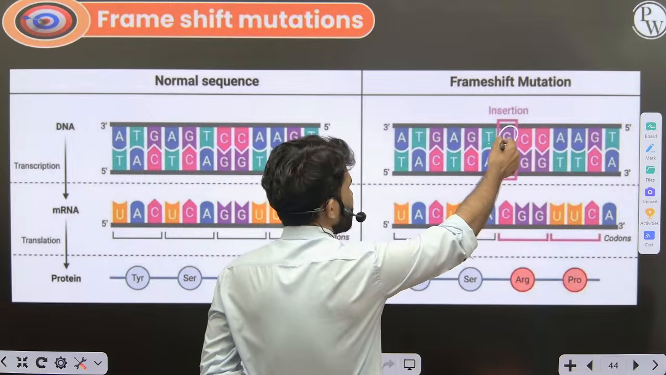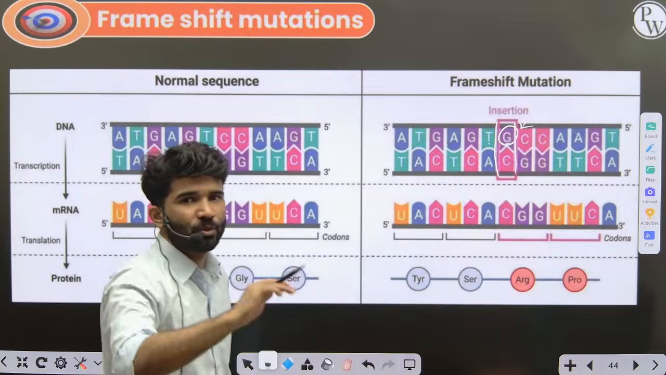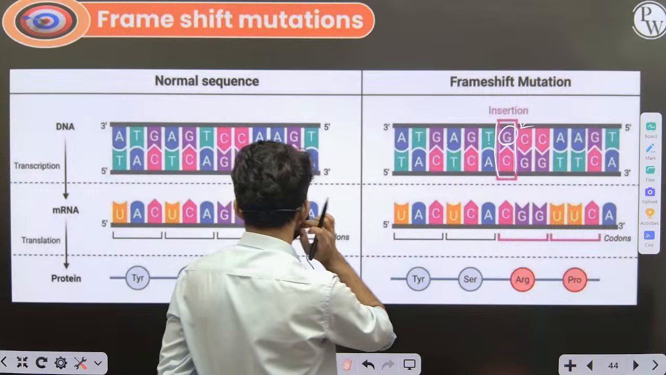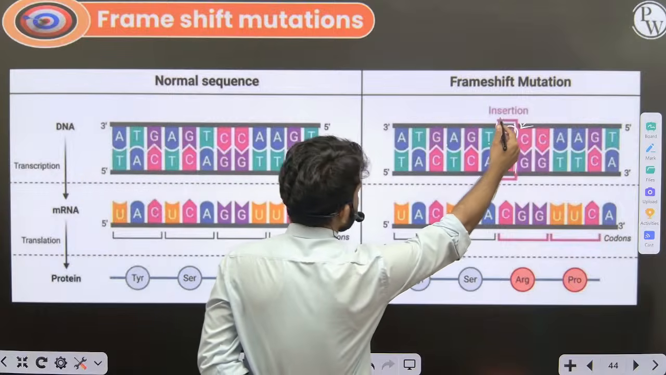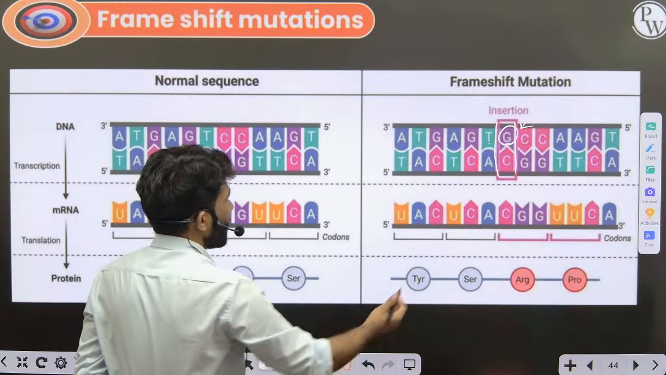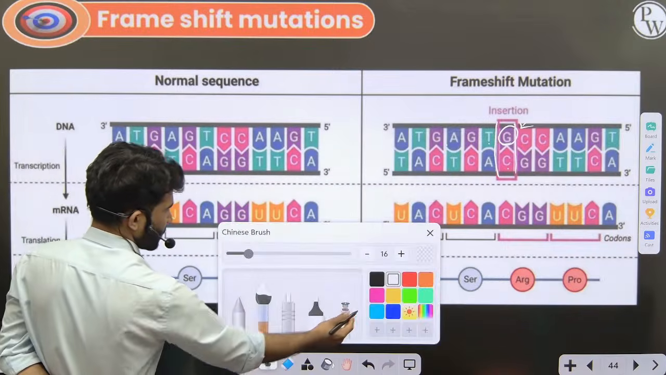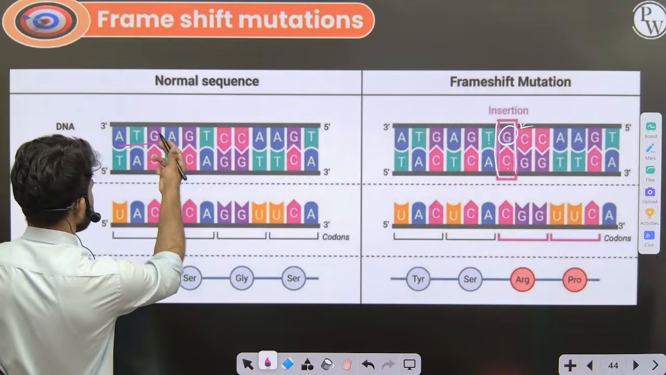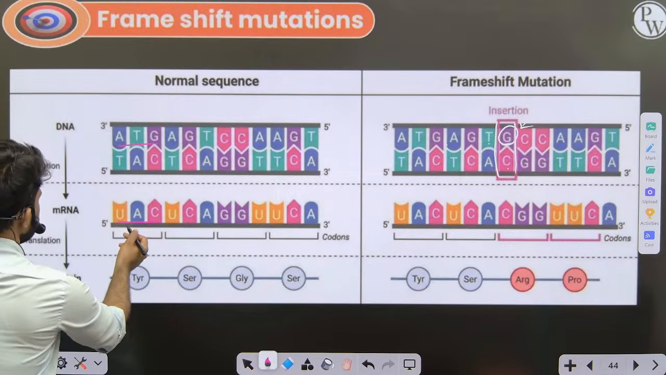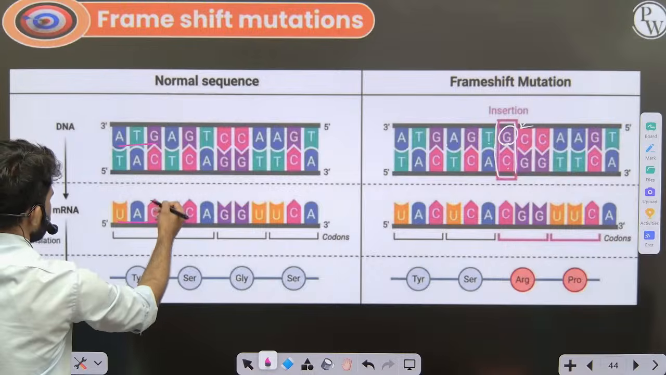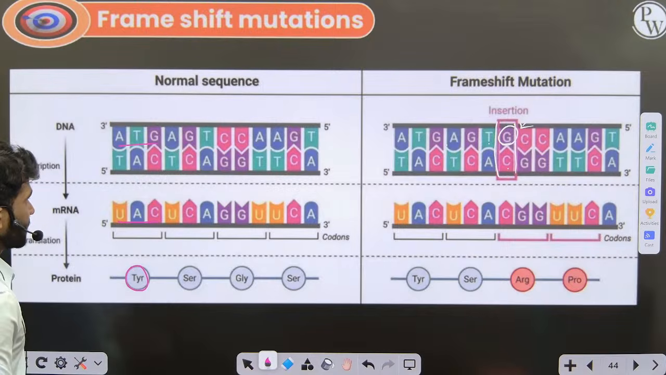So here another base pair has been inserted due to errors in the process. That leads to the insertion of a particular base pair. If this base pair is inserted, see here, this ATG transcripts into UAC, where DNA becomes RNA, so A becomes A, C. And this ATG codes for the amino acid tyrosine.